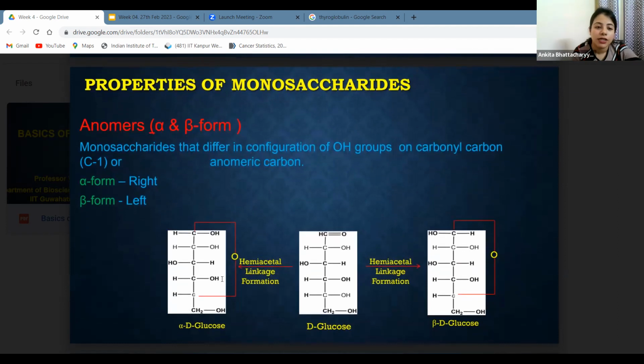Then come anomers, with the anomeric carbon. It can have alpha or beta form. They differ in the OH group configuration at the carbonyl group carbon, the anomeric carbon. There you can either have rotation towards the right or towards the left. If it is towards the right, it's the alpha form. If it is towards the left, it's the beta form.